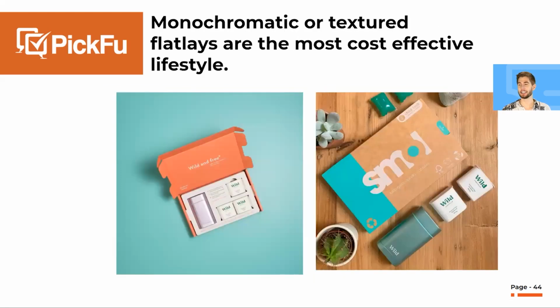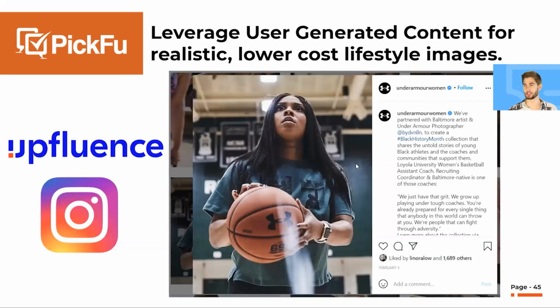On the right-hand side here, you've got a textured flat lay. So you can go to a hardware store, a Home Depot, and you can go and get some fake wood. You drop it on the environment, and then you're just doing a flat lay, which is just a top-down shot, the product with some props. These look beautiful. They're very cheap to do.